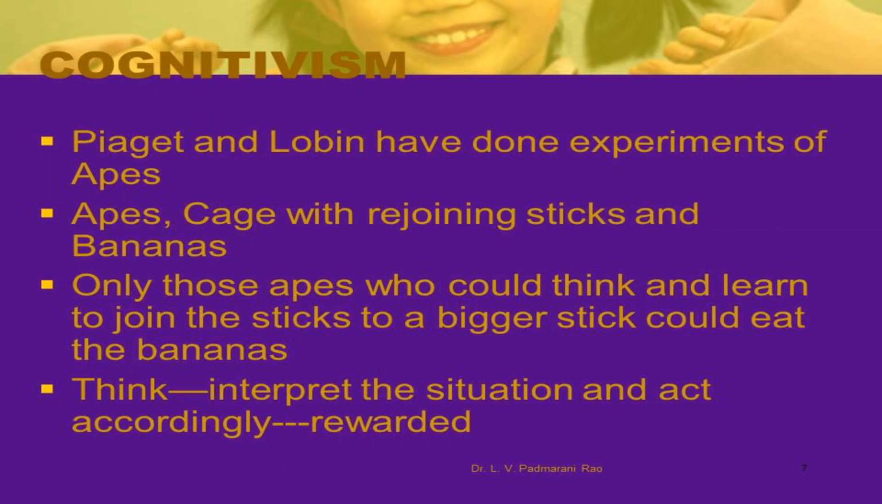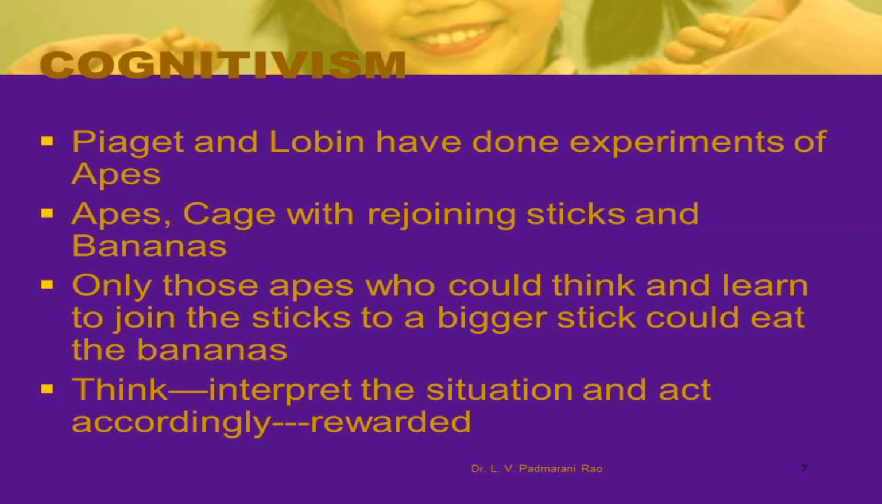Piaget and Lobin have done many experiments on apes under cognitivism. The apes were kept inside cages, and the theory is an understanding of the series of experiments that were conducted on apes. It was found that animals exhibit the capacity to comprehend the situation which confronted them and were not entirely dominated by the external stimuli. The apes were put in individual cages in which a bunch of bananas was hung from the roof, quite out of reach of the apes.